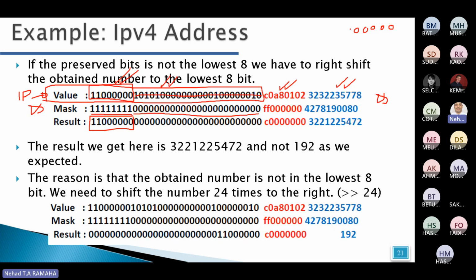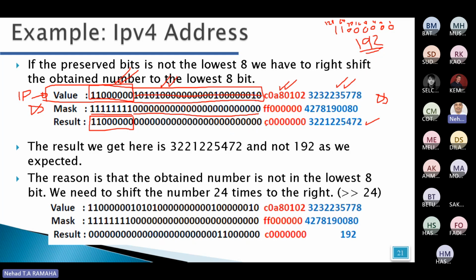Okay, 0, 0, 1, 1. How much is this number? This number, 192. How do we know it? Okay, this is 1, 2, 4, 8, 16, 32, 64, and 128. So 64 plus 128, it's 192.